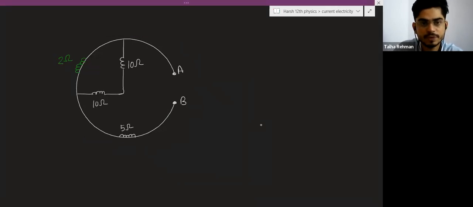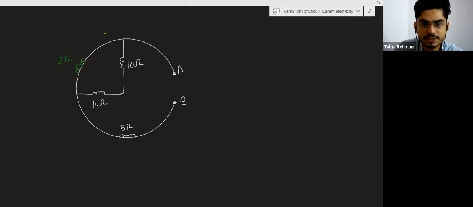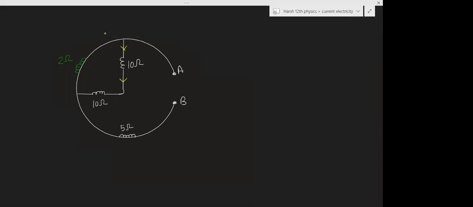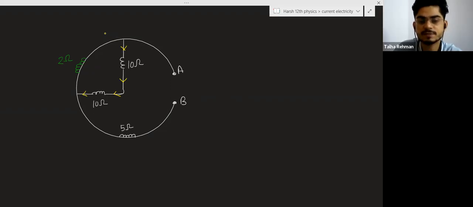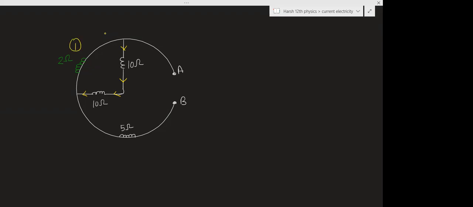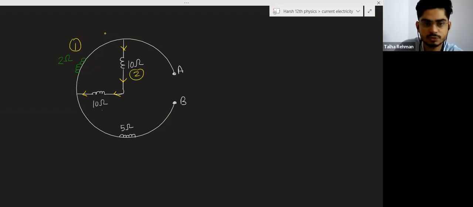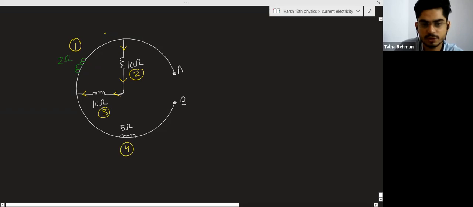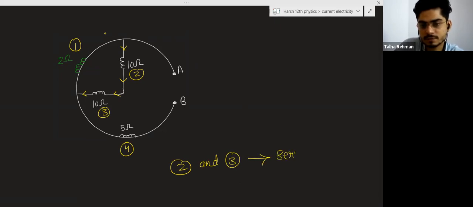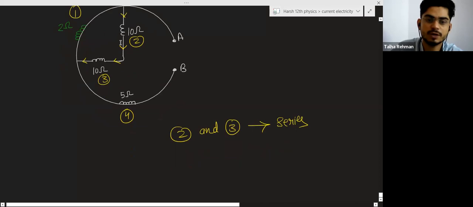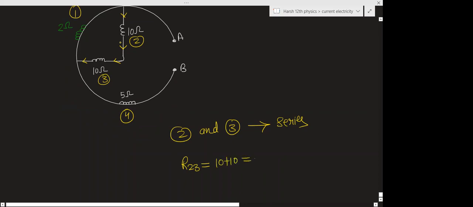Now we will solve this question. Now see, this is a single wire. On a single wire, two resistances are connected. So 10 ohm and 10 ohm are connected in series. I am supposing this as resistance 1, this as resistance 2, this as resistance 3, this as resistance 4. So you can say 2 and 3 are in series. So we can find the equivalent resistance R23. R23 is 10 plus 10, this is 20 ohm.